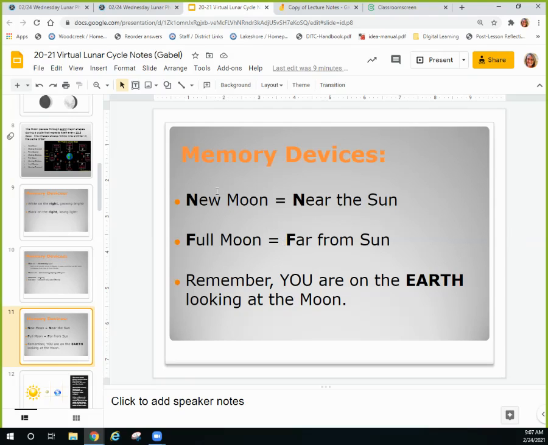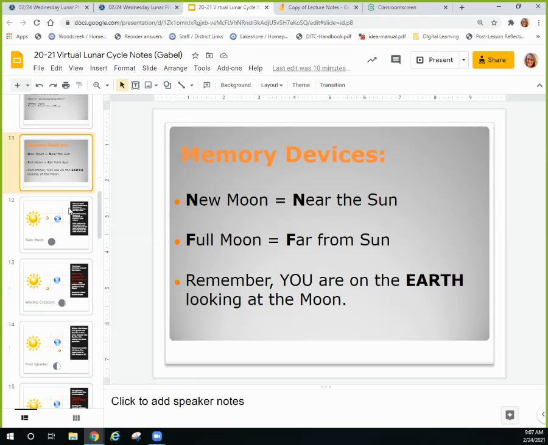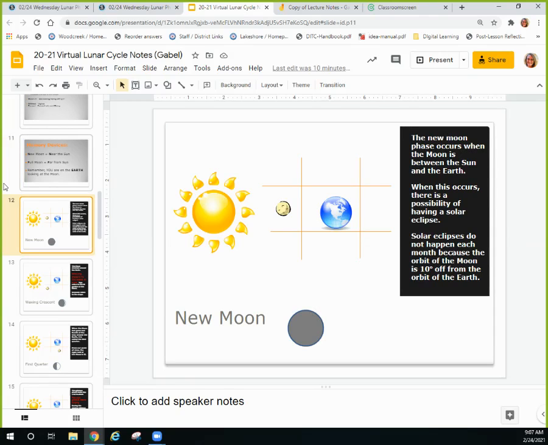So I know that this is a lot to remember, but you have to practice using these to get better at it. We're going to quickly go through each phase. So new moon is near the sun. The new moon phase occurs when the moon is between Earth and the sun. There is a possibility of having a solar eclipse, but they do not happen often because the orbit of the moon is about 10 degrees off from the orbit of Earth.